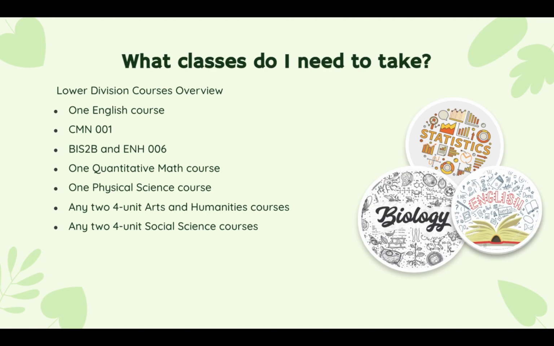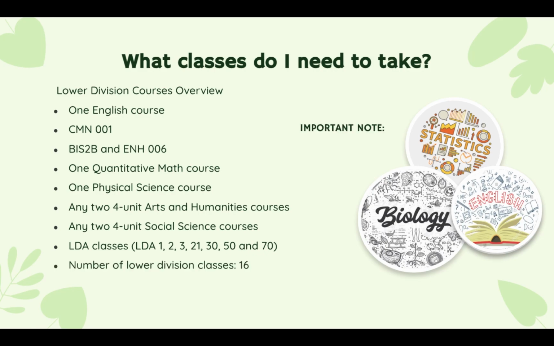In addition to the preparatory subject matter, students will take 7 LDA classes in their first 2 years in the major, which are LDA 1, 2, 3, 21, 30, 50, and 70. There are a total of 16 lower division classes, and it's important to note that all classes required for the major must be taken for a letter grade.